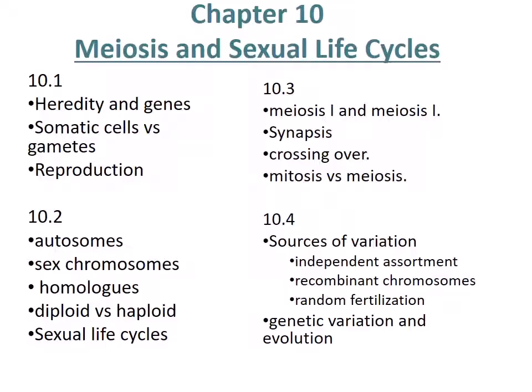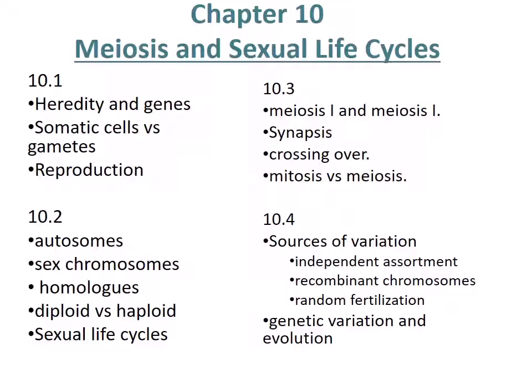So humans have 23 pairs of chromosomes, so 22 autosomes and 1 pair of sex chromosomes. We talked about homologous chromosomes, so like your 2 chromosome 1s, your 2 chromosome 2s, so on and so forth. Diploid and haploid, so diploid is 2 sets of chromosomes, haploid is 1 set of chromosomes. We talked about the sexual life cycles, which are alternation of generations in plants, the diploid life cycle in most animals, and then haploid life cycle in fungi and some protists.